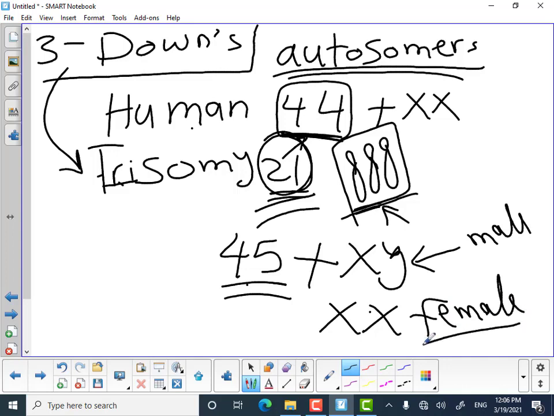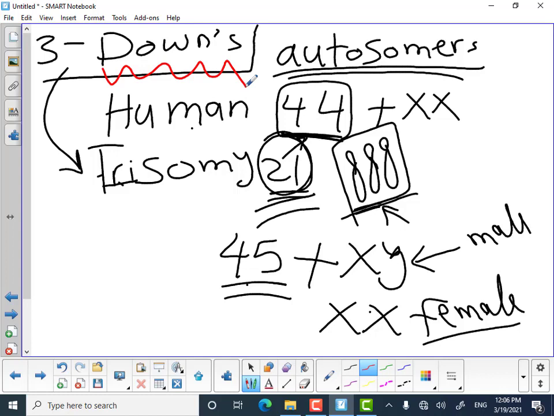Okay, what are the symptoms or features of Down syndrome? First, growth retardation, mental retardation, oval face, short stature, small ears, convex eyes, and the fingers of this baby will be short, toes or hand fingers. Okay.